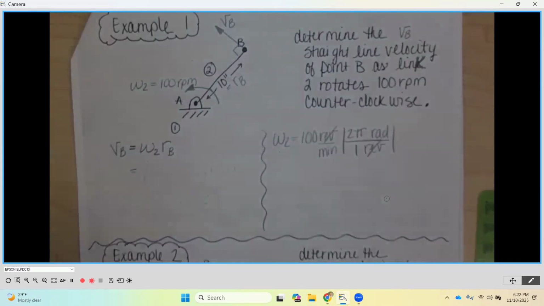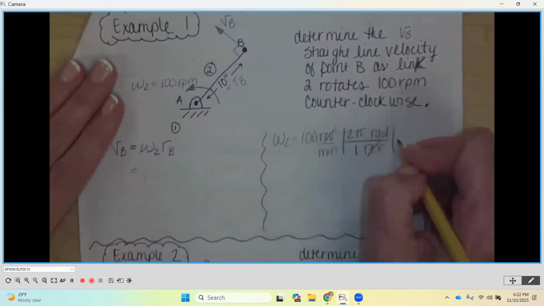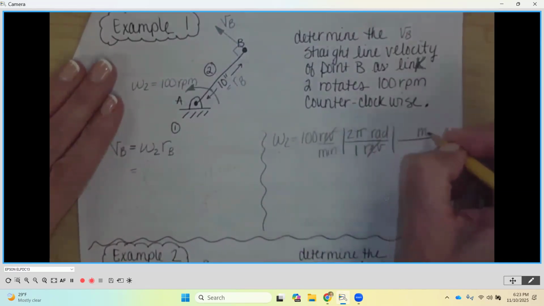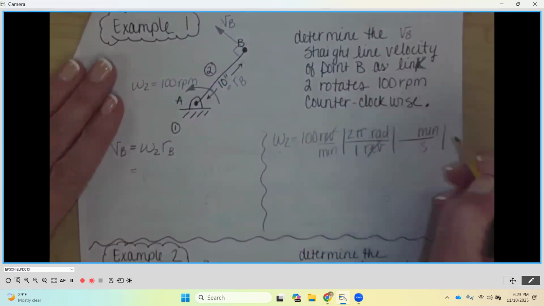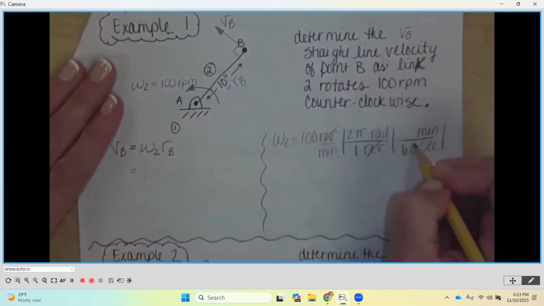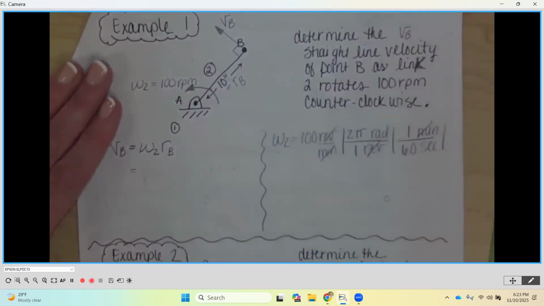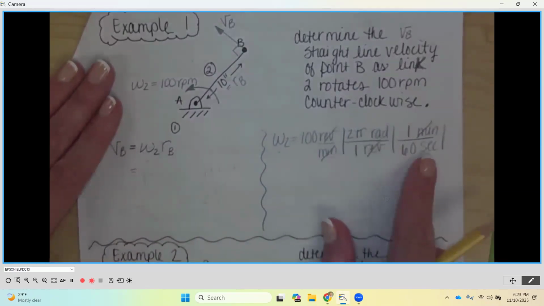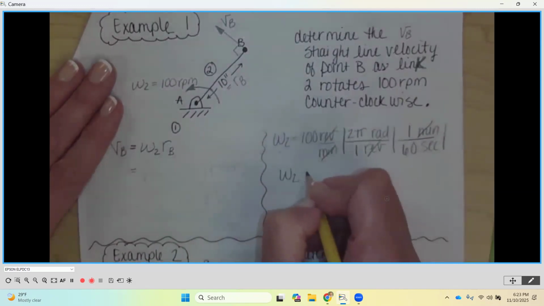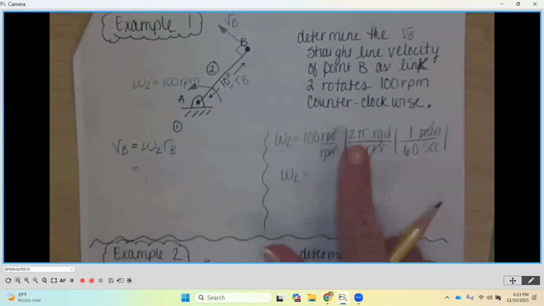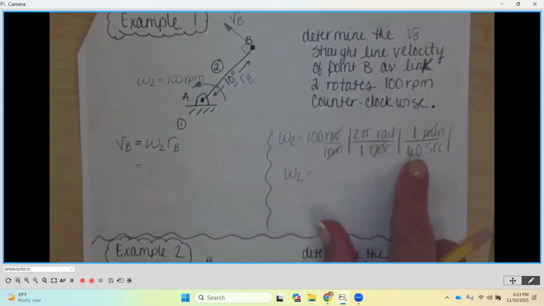Now I'm in radians per minute. I need to get to radians per second. So I'm going to put minutes on top, seconds on the bottom. I know that there are 60 seconds in 1 minute. Minutes cancel top to bottom. I now have radians per second. So my W2, I'll take 100 times 2 times pi and divide by 60.